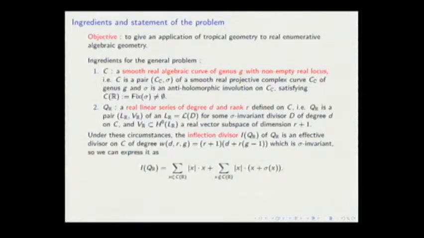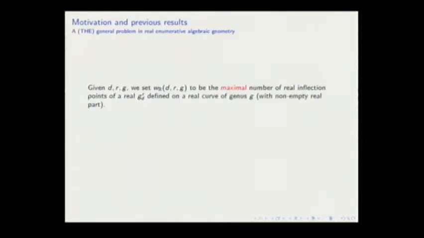But the point is that since this divisor is sigma invariant, you can express it as a part which is on the real part and the part that is a point together with its conjugate. The problem that we want to study is what can we say about the weight of the real part. So this is a very general problem. You can state this problem as finding the maximal number of real points that you can make on a curve, denoted by this.